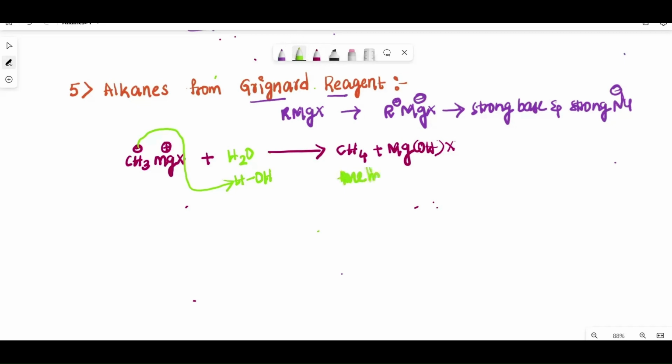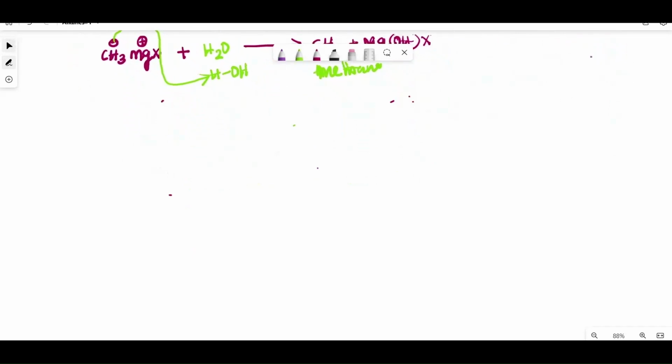Methane. Let's see more examples in this. If you have CH3 plus Grignard reagent plus NH3, here also you have acidic hydrogen. Here you can write this as NH2. Here also the same process. This will extract this hydrogen and you will get alkane.